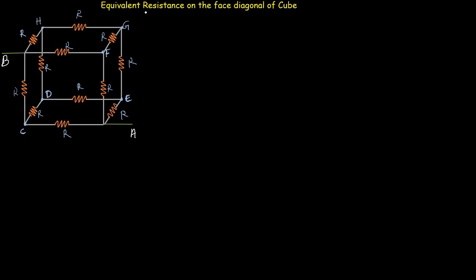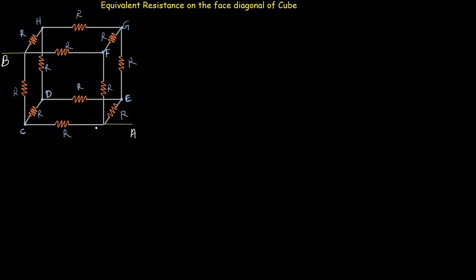In the previous video lecture, we discussed the equivalent resistance on one edge of a cube. Now in this video lecture, we will be discussing another example in which we are asked to find the equivalent resistance on the face diagonal of a cube. By a face diagonal, we mean between point A and B, or between point C and F. These are the face diagonals of this cube. So we are asked to find the equivalent resistance between point A and B.